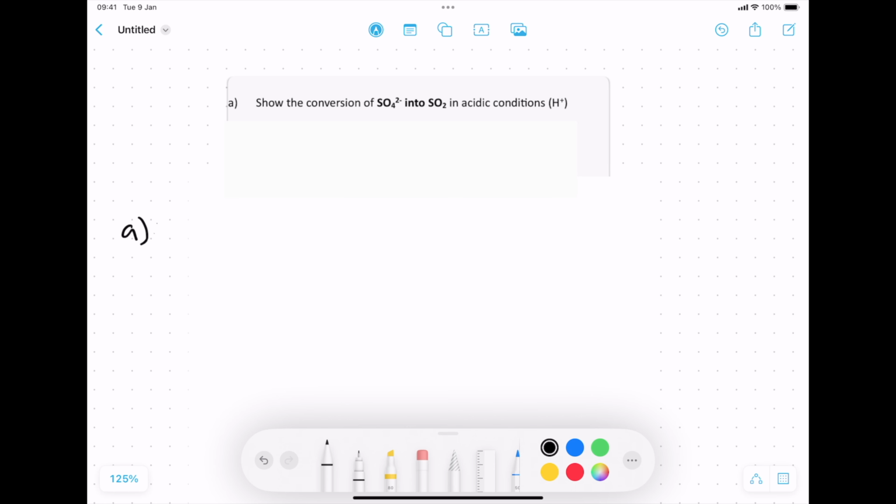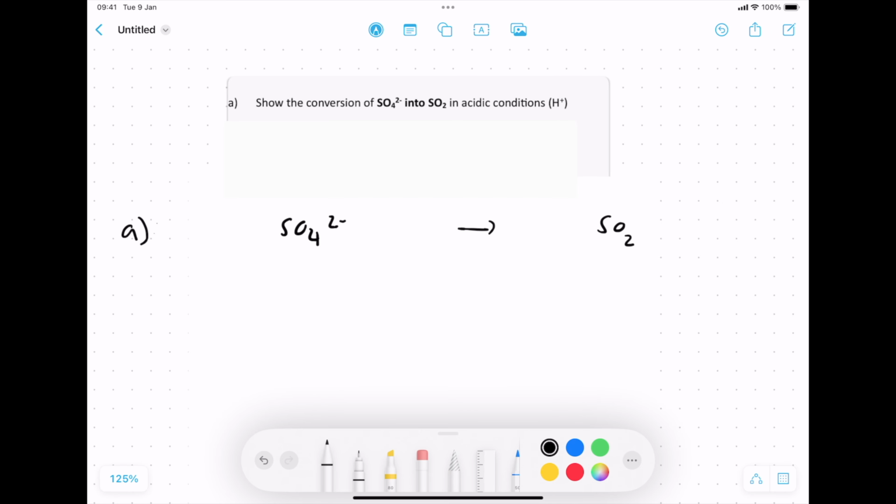What I like to do is leave a gap either side of the reactant and the product, because I don't know what is going to go there yet, right? Whether that's electrons or H+ or water and so on. Just leave space either side so you can insert whatever's needed.